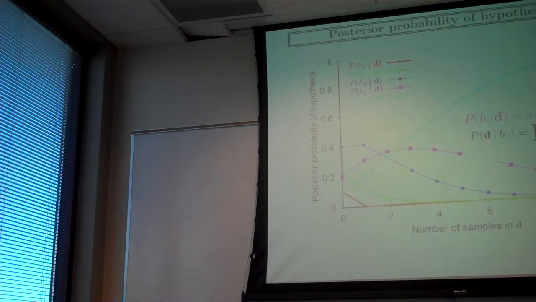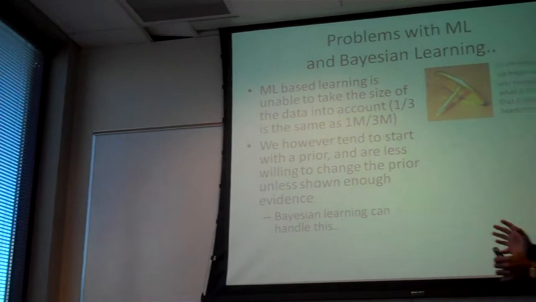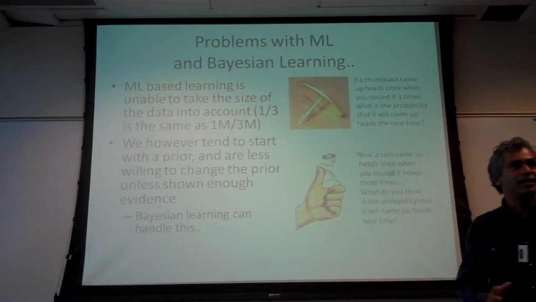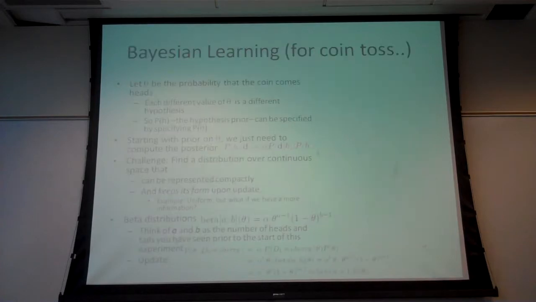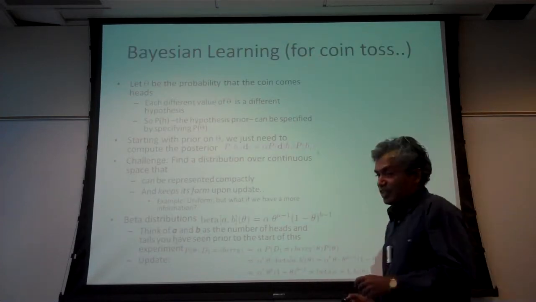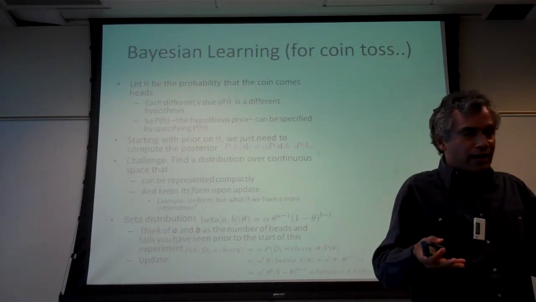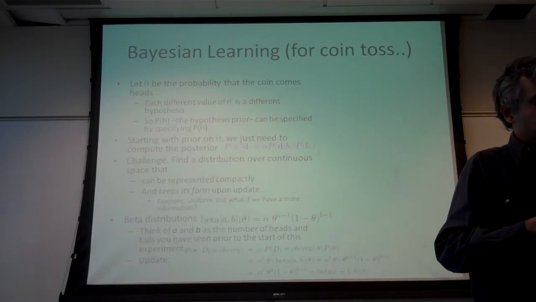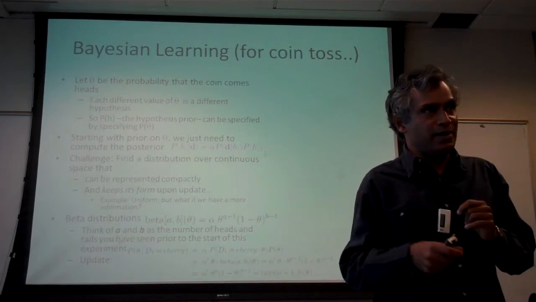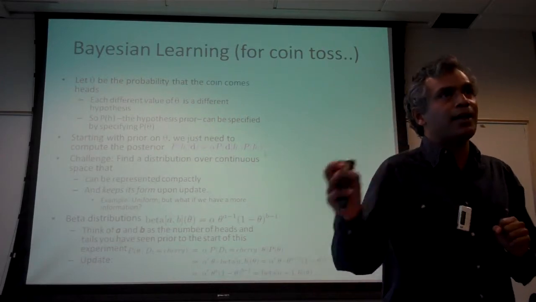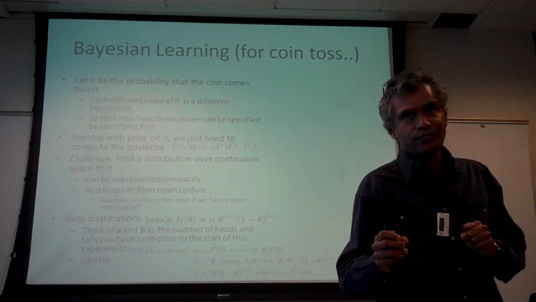So the basic idea, the technical problem: there's nothing conceptually hard about Bayesian learning. It's all technical problems, okay? So technically what you need to deal with is a way of representing the prior over the parameters, and you need to update the prior over the parameters.